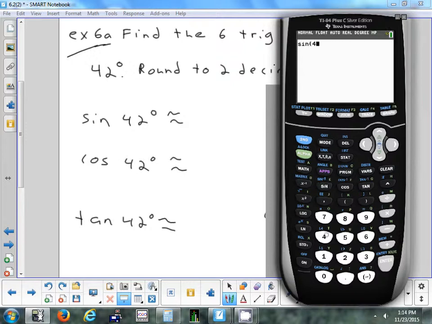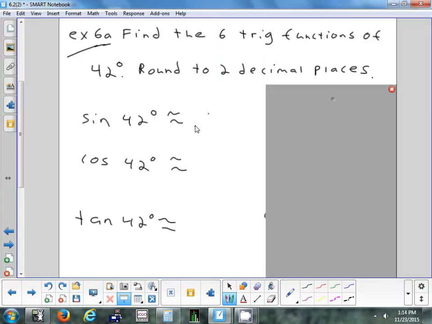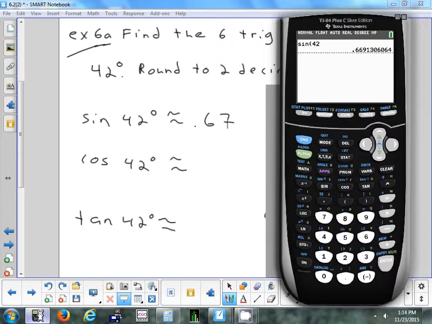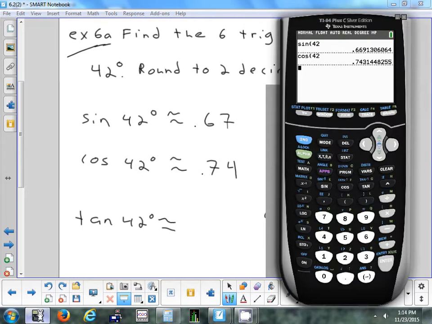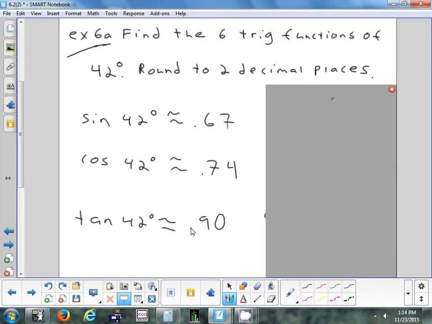Okay, so here's sine 42. It's set to round to 2, so we go 0.67. Okay, how about cosine 42? Anybody have that one? 0.74. Yep, round that down. And tangent of 42? 0.90. Yes, 0.90. Make sure you do show that accuracy if they ask for 2 decimals.